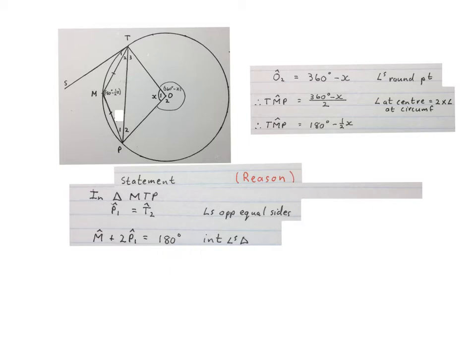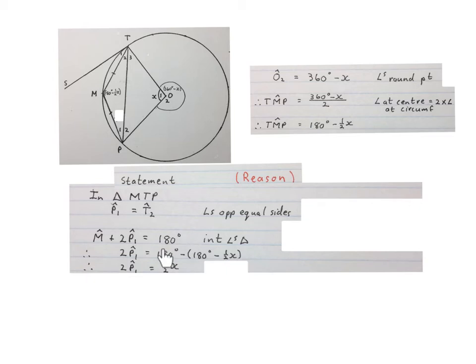It's a little bit new to some people to immediately write this. We could have said angle M plus T2 plus P1 equals 180 and then this step, but we already said that P1 is equal to T2. We can just say angle M plus 2 times angle P1 is 180 degrees, interior angles of a triangle. Up here, we worked out the size of angle M, so there it is, 180 degrees minus a half x. So we take the M to this side and go 180 minus a half x. So we minus M on both sides.